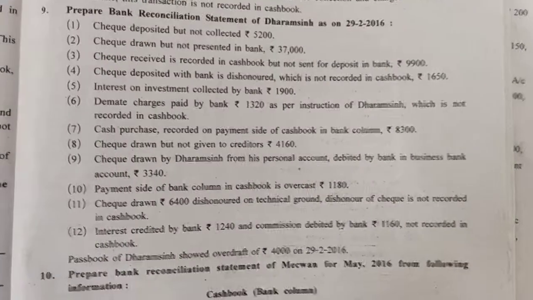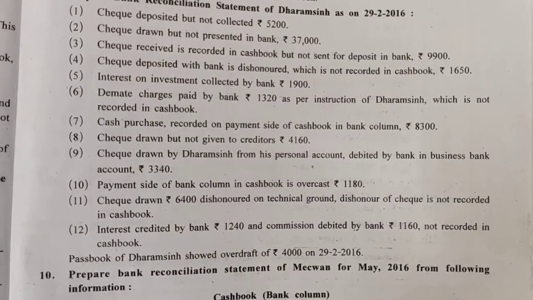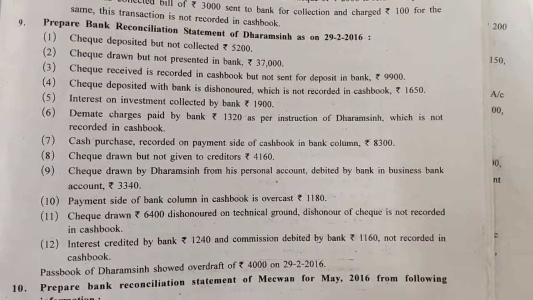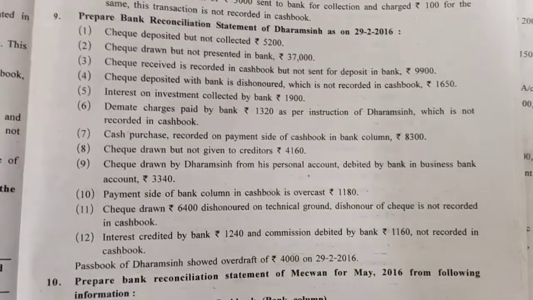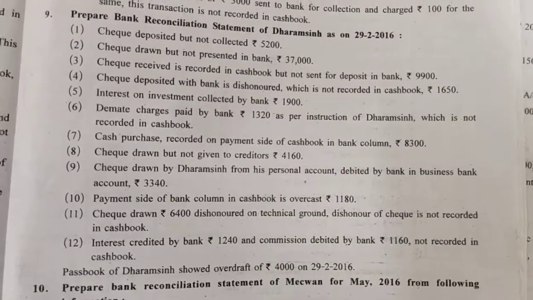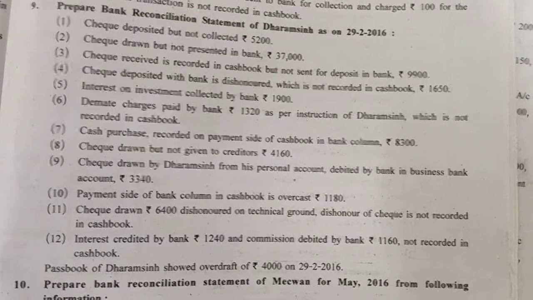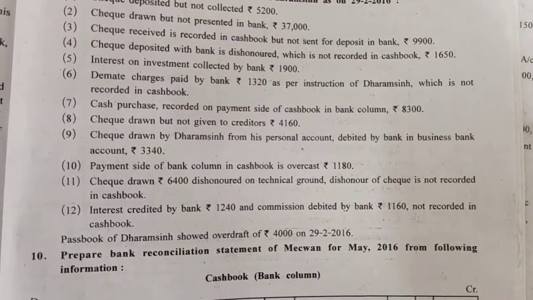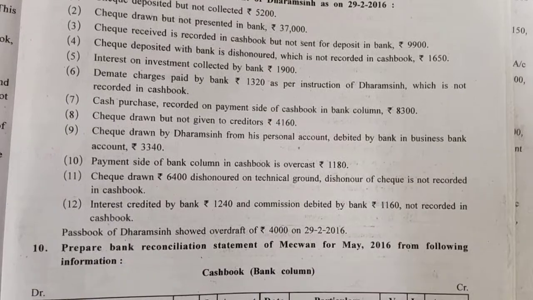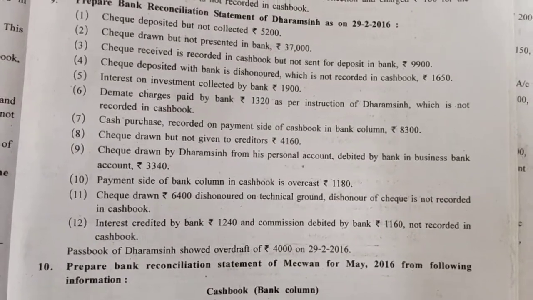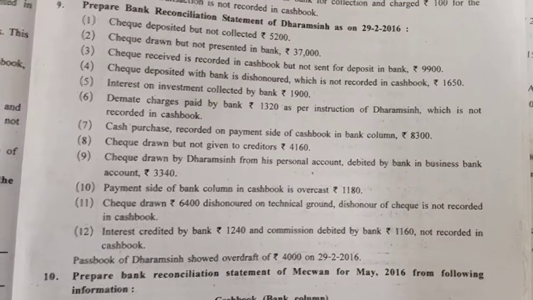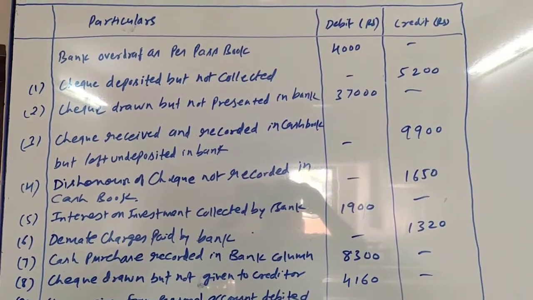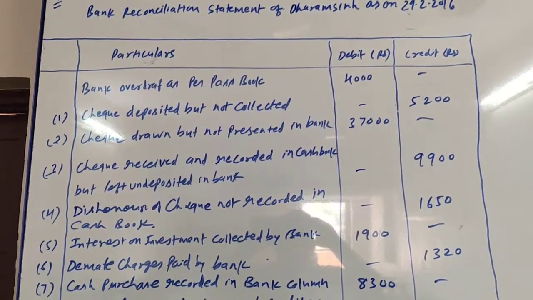Next, demat charges paid by bank rupees 1320 as per instruction of Dharam Singh, which is not recorded in cash book. Friends, demat charges paid by bank, so bank is paying demat charges on our behalf. That means bank will be debiting this amount in our account in its record. Now this we are supposed to credit in our cash book. It has not been credited in cash book, so we will be crediting this in our bank reconciliation statement. How much amount? 1320. So here it is. Demat charges paid by bank 1320 at the payment side, at the credit side of BRS.